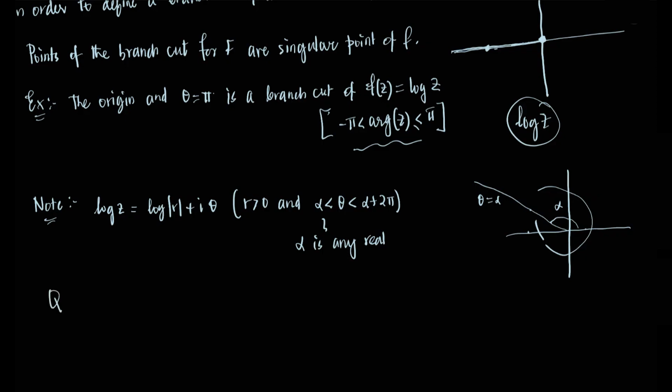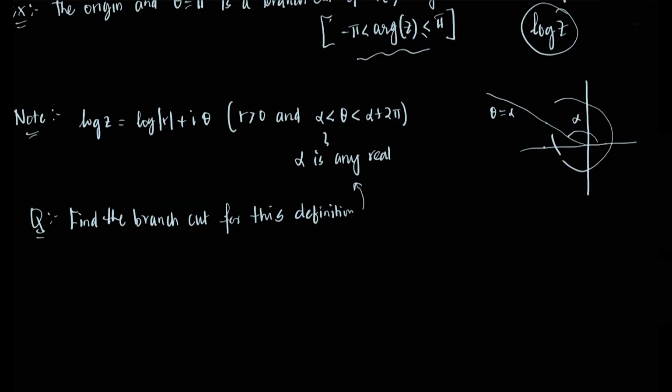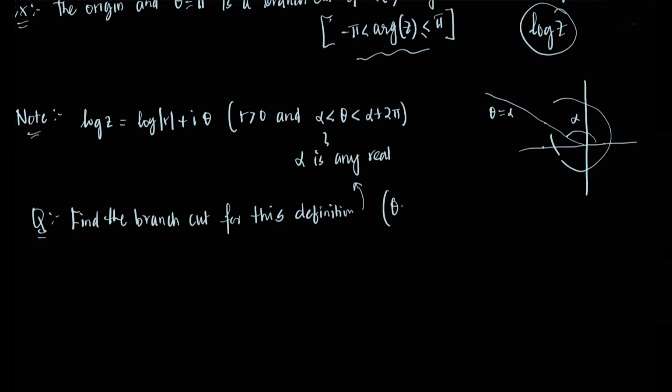So question: find the branch cut for this logarithm. Find the branch cut for this definition. Okay, for this definition means this definition. Clear? Okay. So in this case, what is the branch cut? In that case, it will be theta equals alpha. Please write theta equals alpha. You please check from this part. That will be the branch cut in this case. Okay, right. So now let's look at one example.